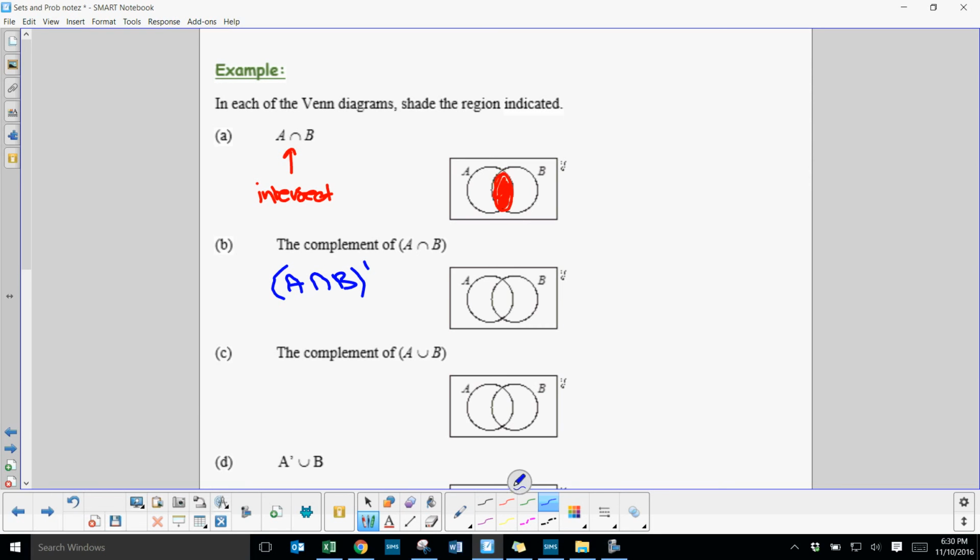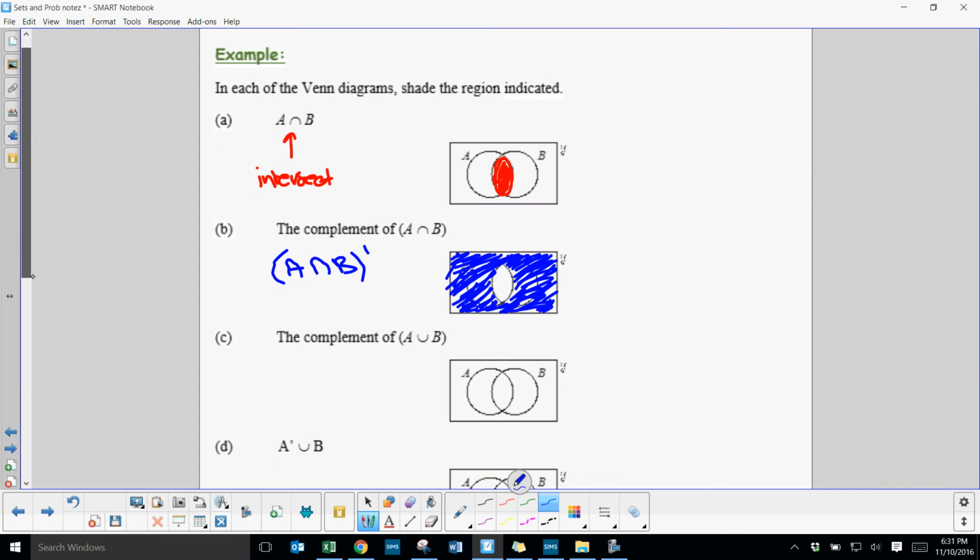So let's see. A intersect B dash is just the complement of this red one. So it'll be everything that's outside of the red region in the intersect, in the above example. So everything outside of the intersect is all out here. I definitely recommend you use erasable pen or pencil when you're doing these notes, and also when you're doing your textbook exercises and topic assignments. So that's the complement of A intersect B, the area outside of it.